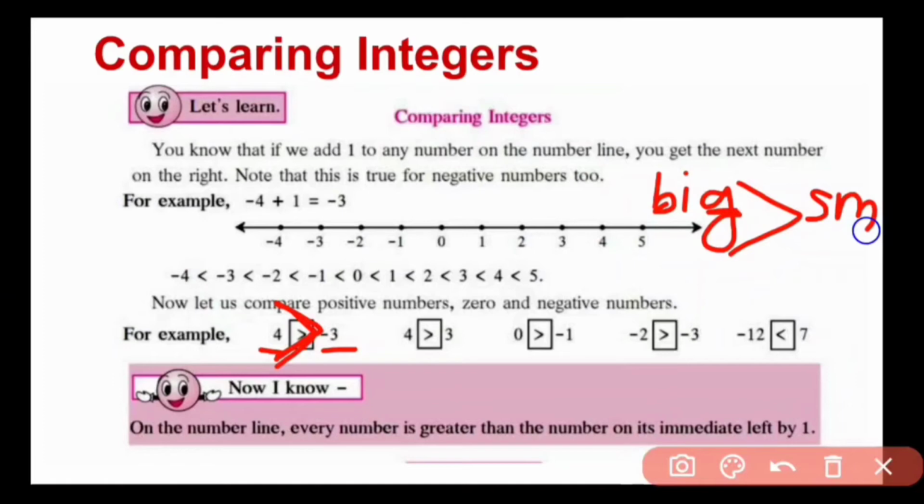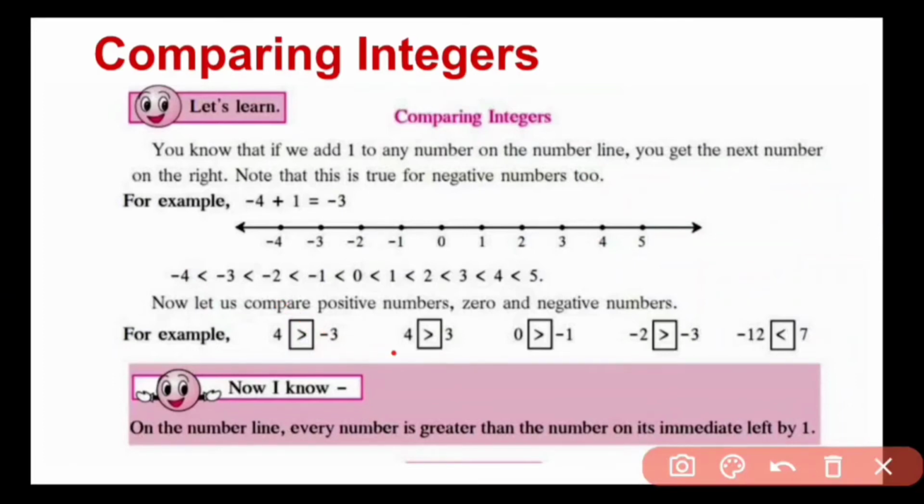Now let us see the second example. Plus 4 and plus 3. We all know 4 is bigger than 3. So again this symbol is open towards 4 and closed towards 3. Now 0 and minus 1. We all know 0 is bigger than negative numbers. So the sign is open towards 0 and closed towards minus 1. Minus 2, minus 3. We can see here minus 2 is on the right hand side of minus 3. So minus 2 is bigger than minus 3.